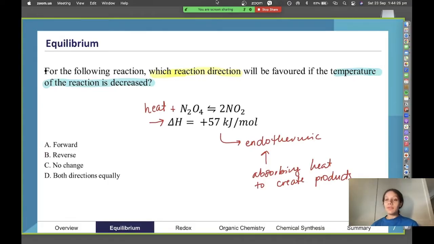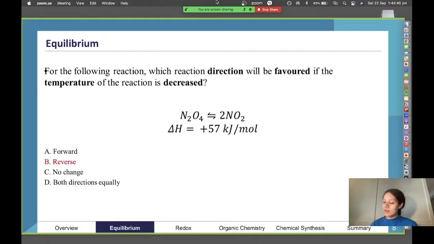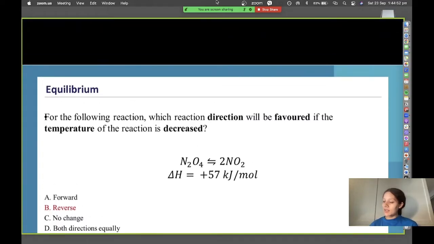So if we've decreased the temperature of the reaction, Le Chatelier's principle means that the reaction is going to try and increase the temperature to get back close to equilibrium. So that means it's going to be favoring the reaction that has heat as a product, so it's going to be shifting that way. So in that way, we can say we're going to be favoring the reverse reaction. All right, I'll have a look at the next one.